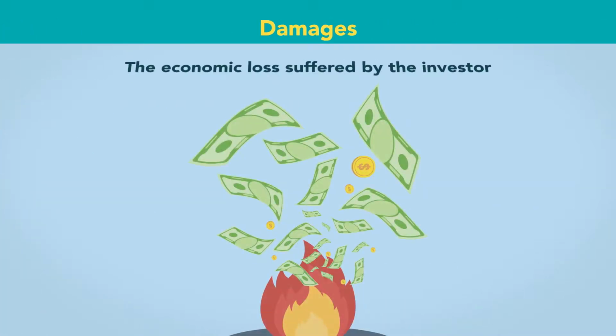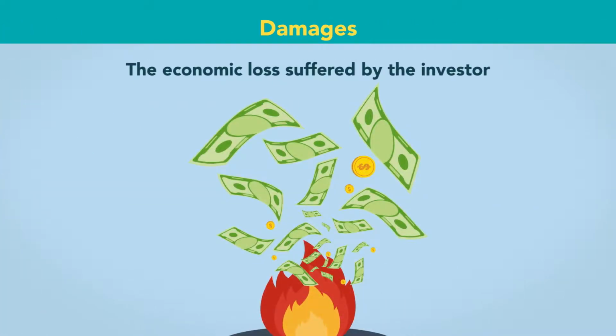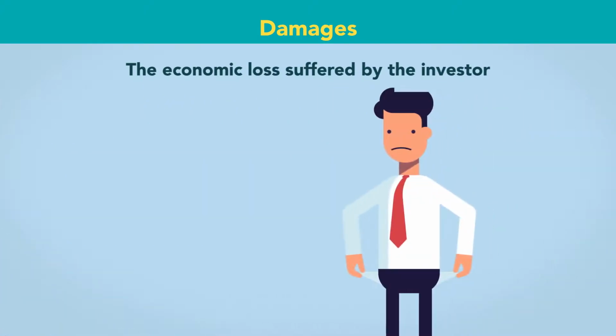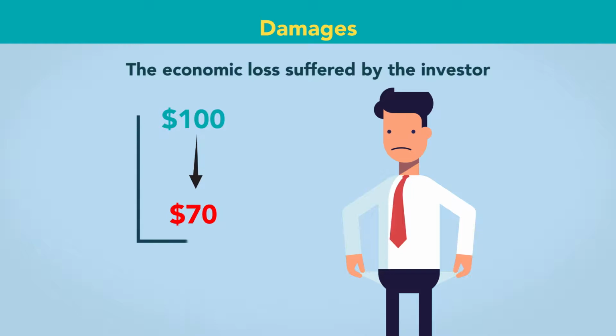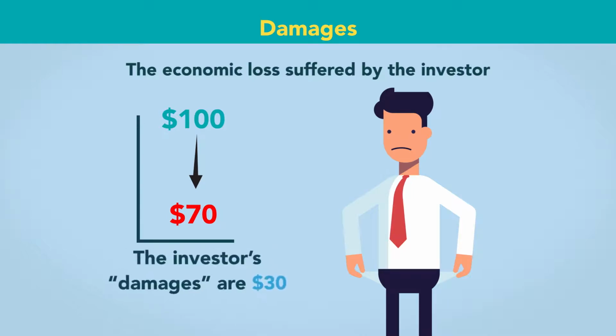Damages. Damages refer to the economic loss suffered by the investor. If a company lied about its financial prospects, the truth is revealed, and the price drops from $100 per share to $70 per share as a result, the investor's damages are $30.